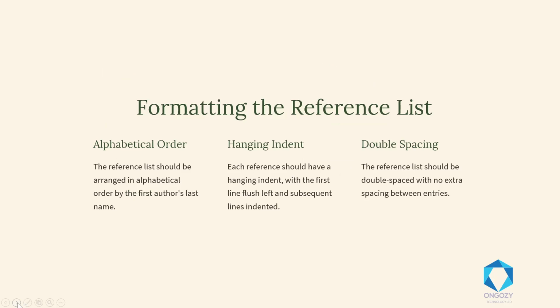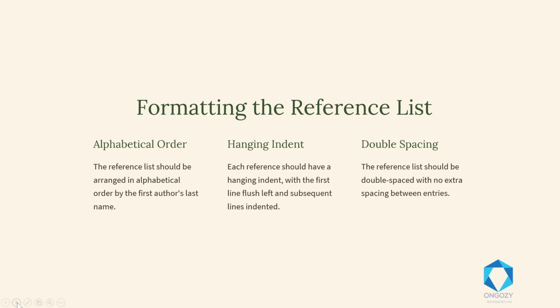Then there is formatting the reference list. So remember, what we are talking about is in-text citation. After you have cited all those authors inside your research paper, you need to come up with a reference list where you have indicated all the authors, all the journals, all the publications that you have used, all the websites in your reference list. How do you design a reference list? Number one, you use alphabetical order. Your reference list should be arranged in alphabetical order by using the author's last name.